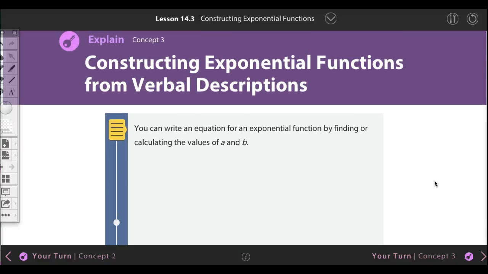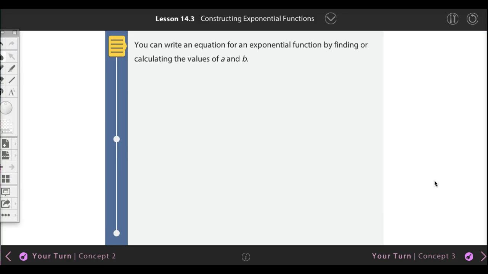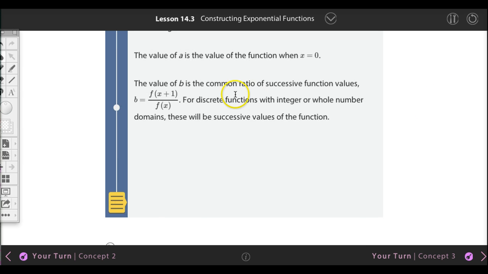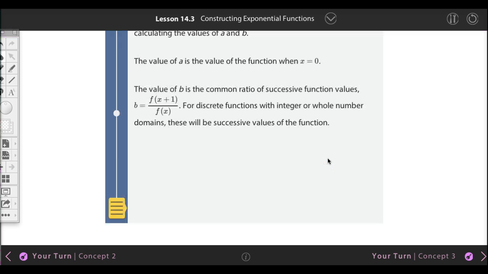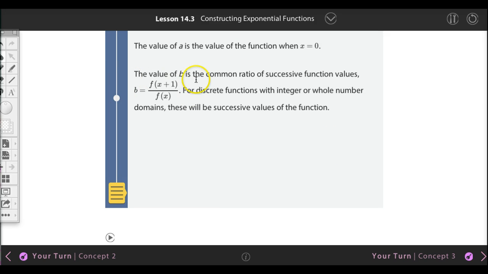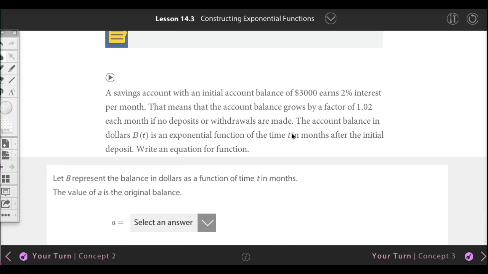So what you're going to do is now you're going to write an equation, okay? By finding, you know, A and B. What is A and B? A is when x is equal to 0. So if there's an equation, you put 0 into the x, okay? And then the B is the number that looks like this, the common ratio, okay, that you have to multiply every single time. So there you go.